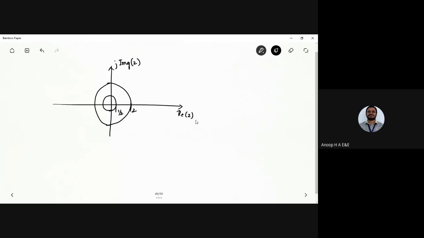So at the end, for the first term I have mod z greater than 2, and the second term will be mod z greater than 1 by 2. What I can write here is the intersection: mod z greater than 2 intersecting with mod z greater than 1 by 2. After I cross 1 by 2, it is the entire z plane. Now if I take the intersection, what would be the region? I can write it as mod z greater than 2.